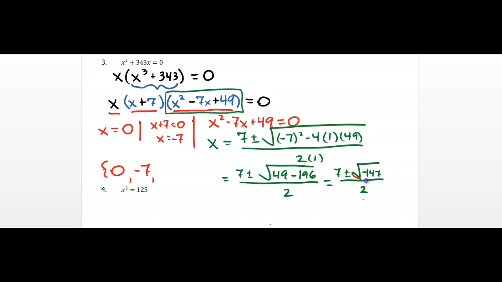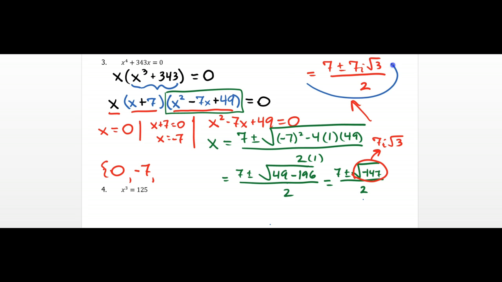Okay, so the radical of negative 147 actually simplifies to 7i radical 3. You can break 147 up into 49 times 3, and then take your i out as well. So that means that the solution to this quadratic equation becomes 7 plus or minus 7i radical 3 all over 2. Okay, and so that right there is going to be the remaining two zeros in our overall equation.